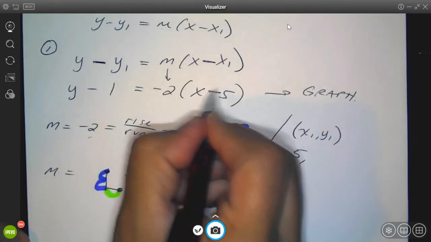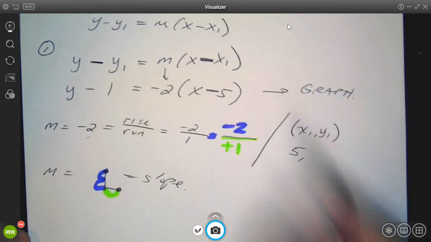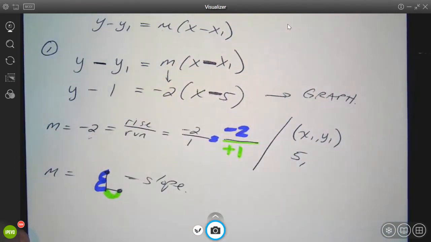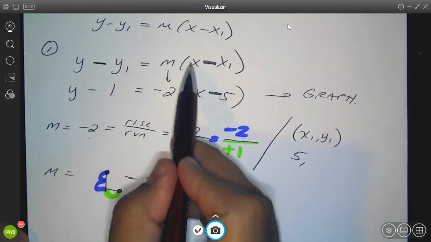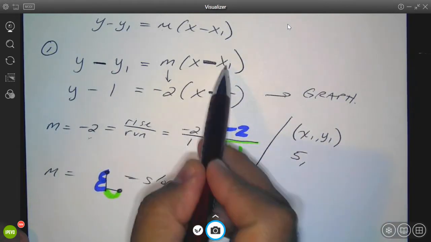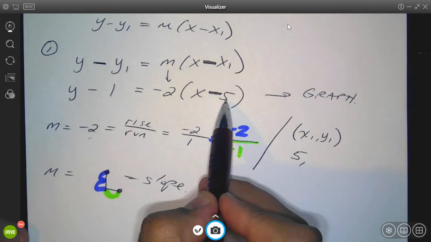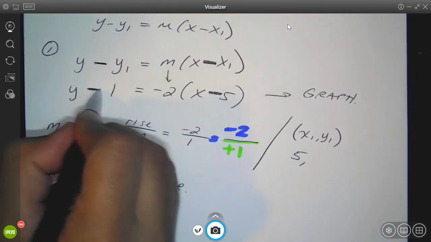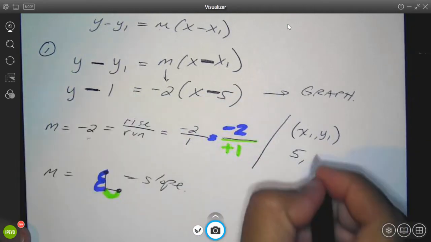Again, this negative sign right here is part of the equation. So notice how this negative sign, or minus, whichever one you want to say, it's already included: x minus a number, x minus a number. So notice how this x1 here is the 5. Here, the y1 comes after the minus sign. Here is your minus sign. So my y1 is 1.